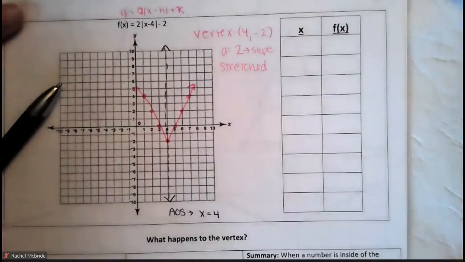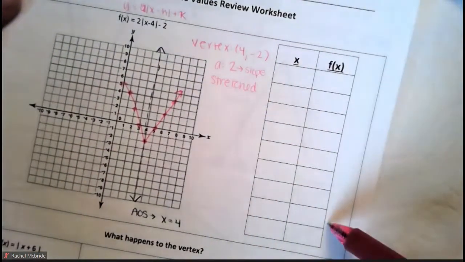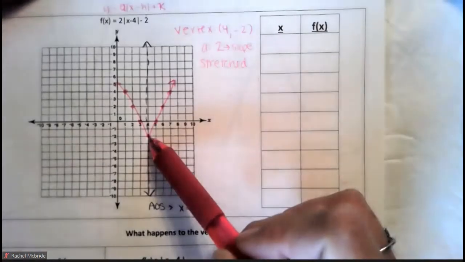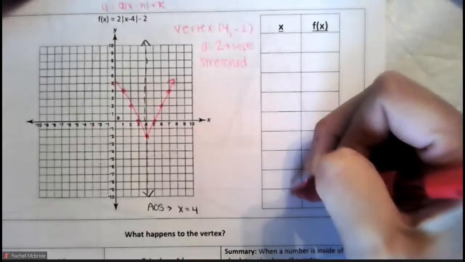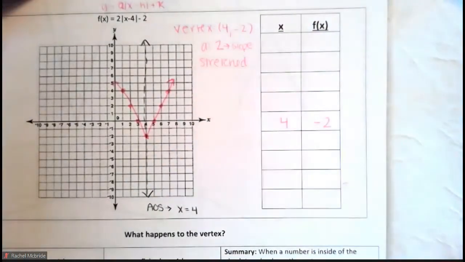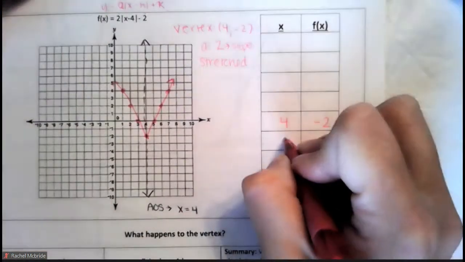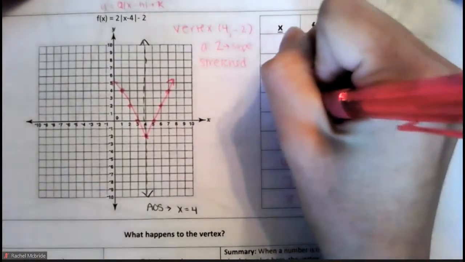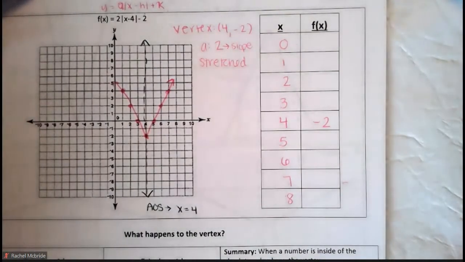Now, when we have the absolute value function, we are also going to be able to create a table. When you're creating a table, it is important to put the vertex in the middle. And then what you could do is look at points above or below your vertex. So that's how we go about filling in our table.